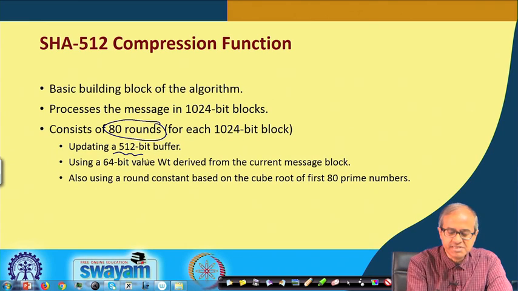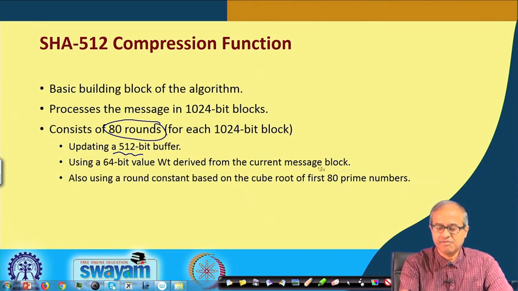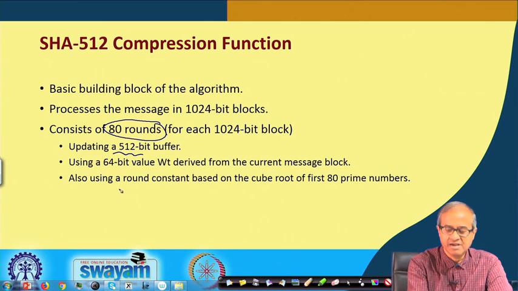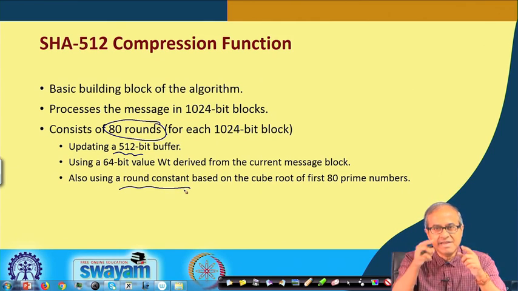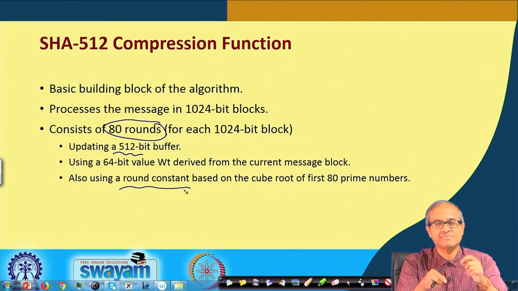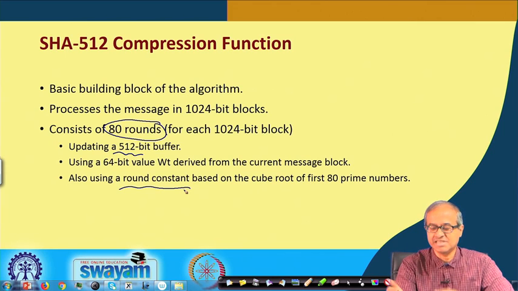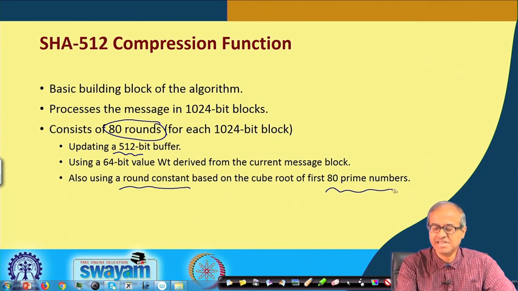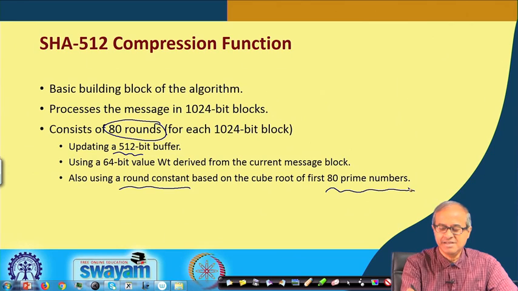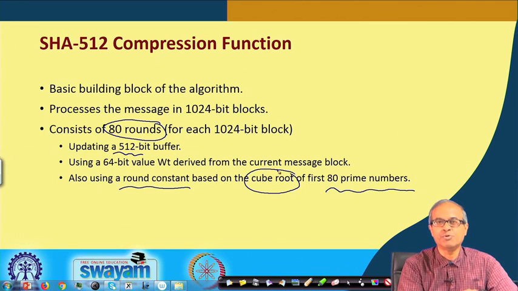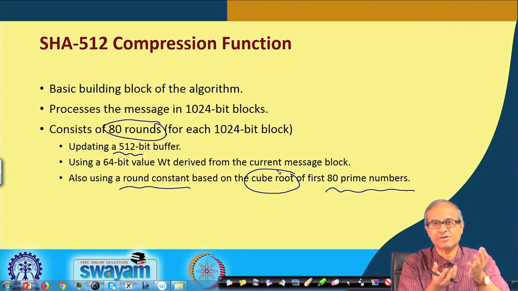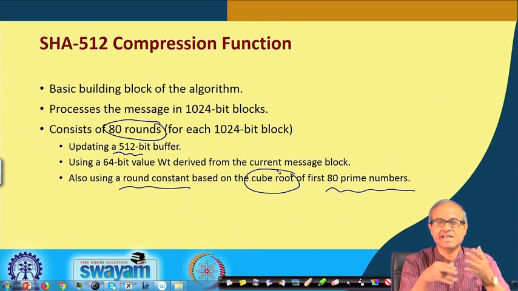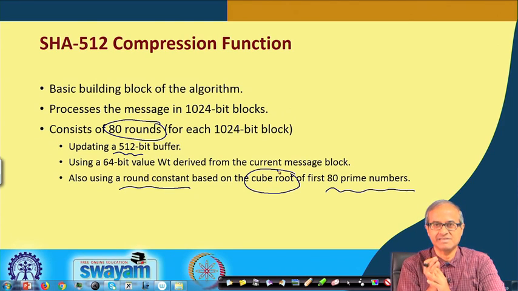It uses a 64 bit value WT derived from the message block, and also uses a round constant in each of these 80 rounds, and these round constants are generated from the first 80 prime numbers. You compute the cube root of each of them, and the result of that cube root is taken as a round constant. So, you see the things are fairly complicated inside.